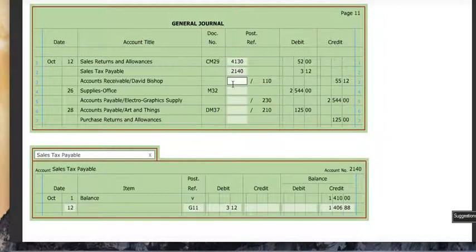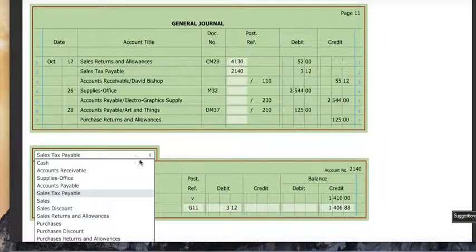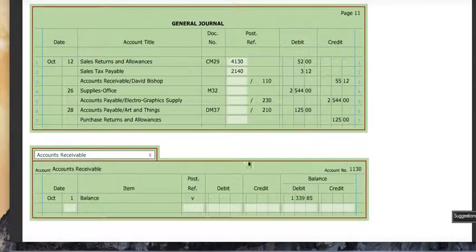Next one we need to do is our accounts receivable. So we need to open up our accounts receivable ledger. Account number is going to be 1130, so I'm going to put that up here right now. Now, as you can see, there's a split. So that means that accounts receivable's account number is 1130 and David Bishop's number is 110. So we're going to go do our accounts receivable 1130.